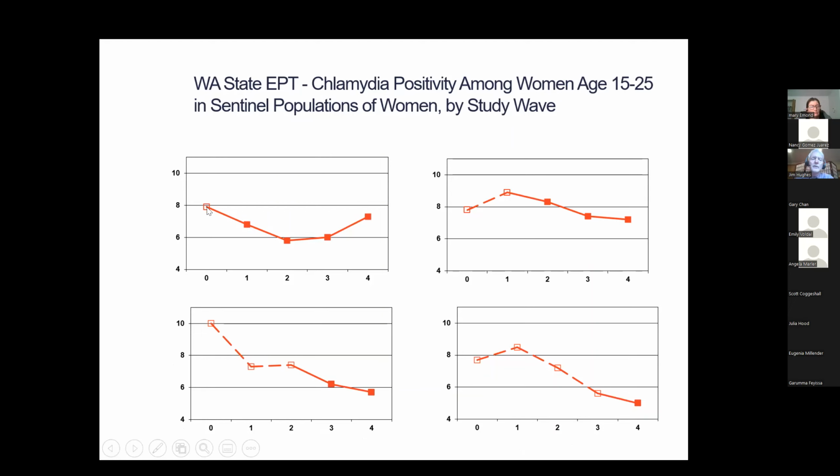So let's look at wave 1 here. That was the first 6 communities to introduce the intervention. And we see this is the rate of positivity in women 15 to 25 years old in these sentinel populations. And gratifyingly, it goes down as we introduce the intervention, a little blip here at the end, but generally a downward trend. How about the second wave?